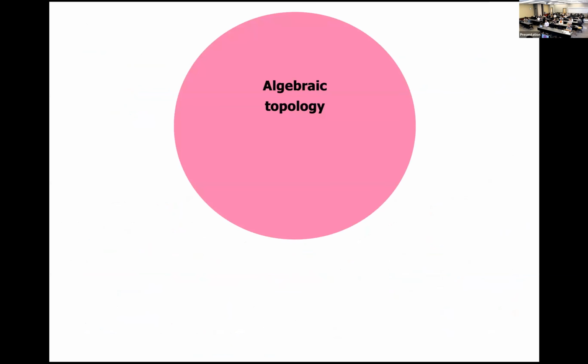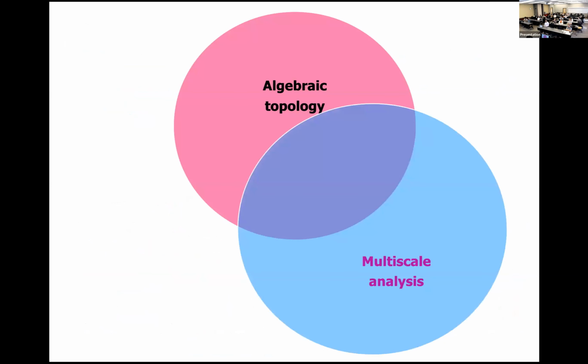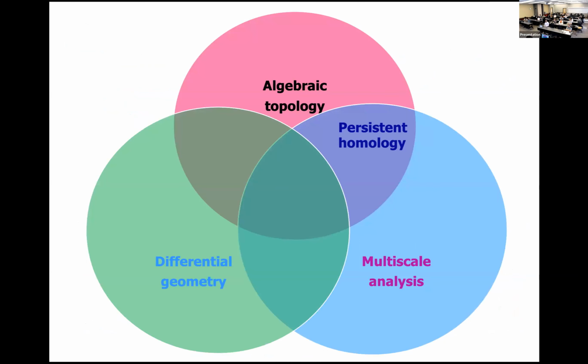Basically, from the observation, if you combine algebraic topology with multiscale analysis or filtration, in the middle we have persistent homology. We know that, right? And if you combine algebraic topology with differential geometry, you get the so-called de Rham-Hodge theory. Things like that, because there's an algebraic structure behind the differential operators, right?